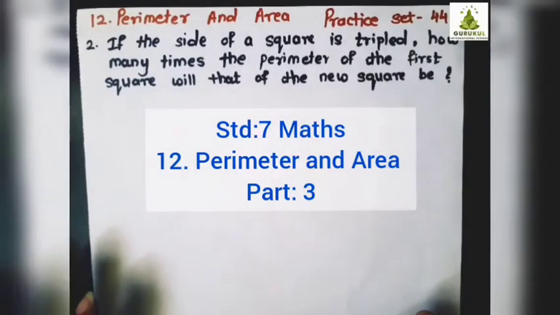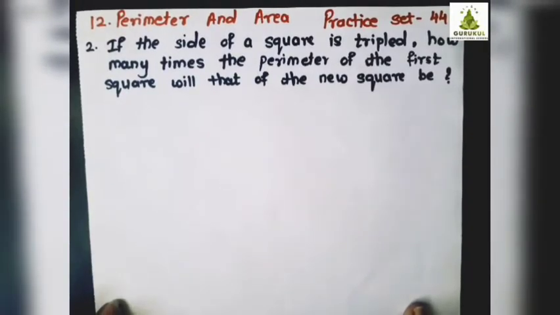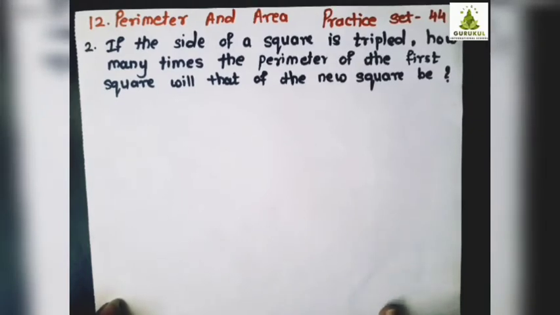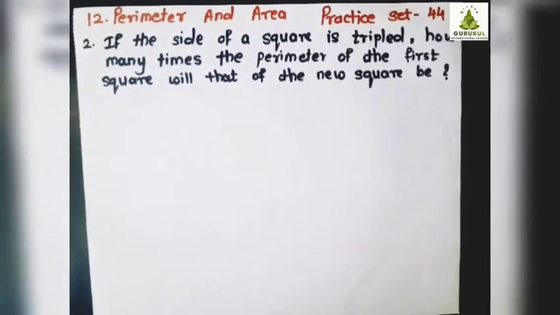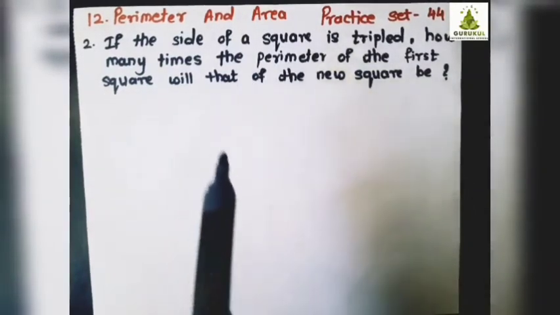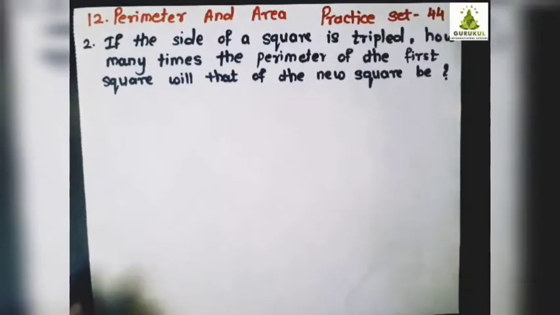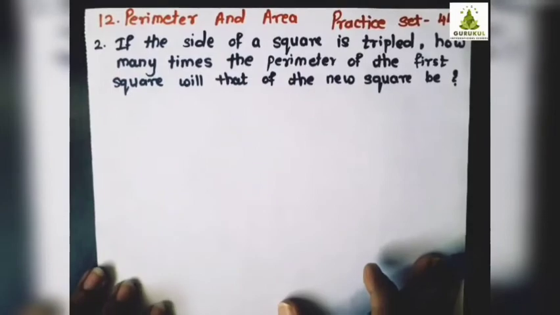Now in practice set 44, second question, let us see. If the side of a square is tripled, how many times the perimeter of the first square will that of the new square be? So we have to solve it like the first one. Only thing is that here we have to use the formula for the square. The first was based on the formula for a rectangle. Otherwise the rest of the method will be exactly the same.